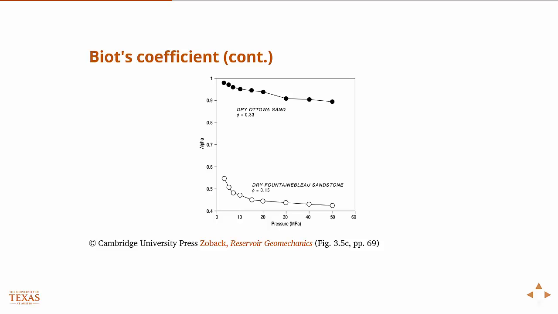So here's some actual data, and in this plot, it's plotted as a function of hydrostatic compression or pressure, so the amount of pressure on the rock as it's tested. And so you see for a dry sand, it's in the 0.9 to 1 range. And for a sandstone, a more consolidated material, it's lower, right, in the 0.4 to 0.6 range.